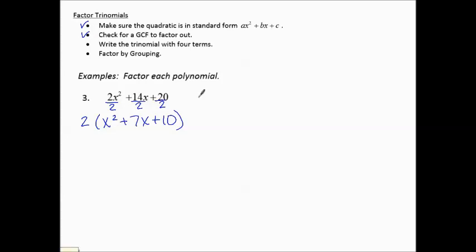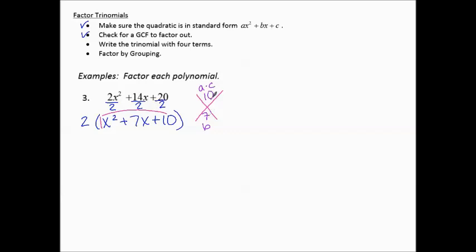This is where we need to make our x again. And we need to multiply a times c. But this time we're working with what's down here. So I have a 1 here, and I'm going to multiply 1 times 10. So I'm going to do a times c. I get 10. My b is 7. So I need two numbers that multiply to be 10 and add to be 7.